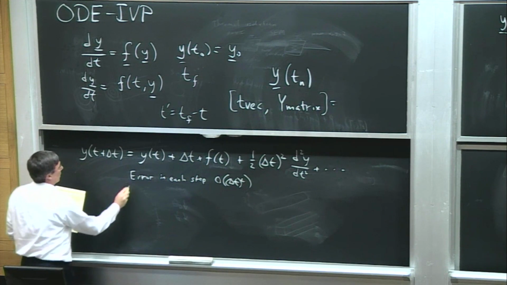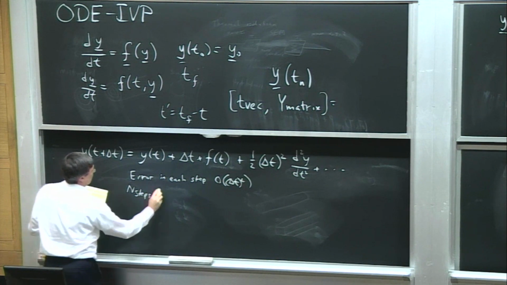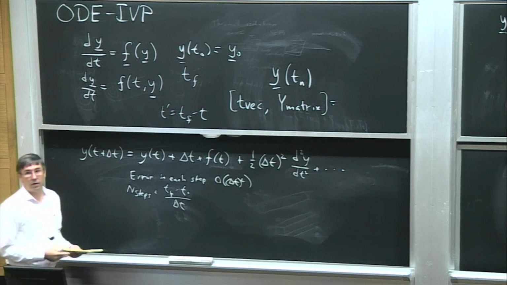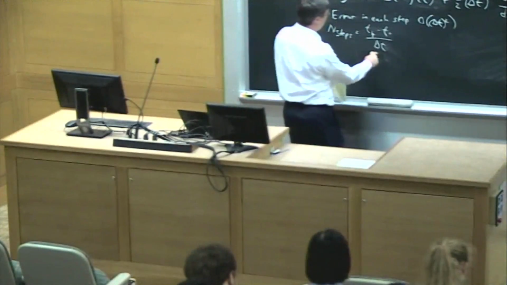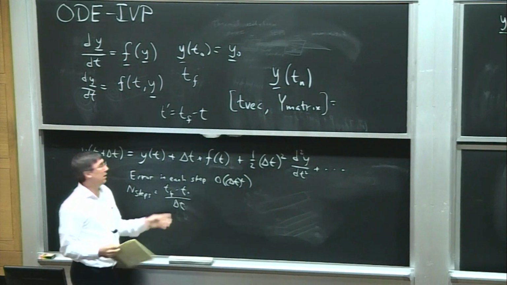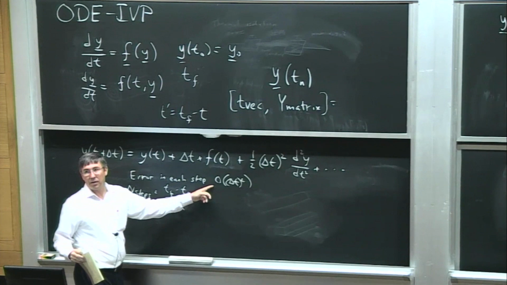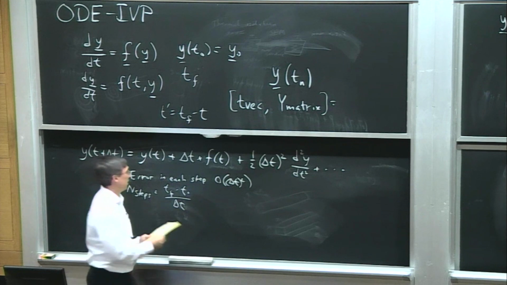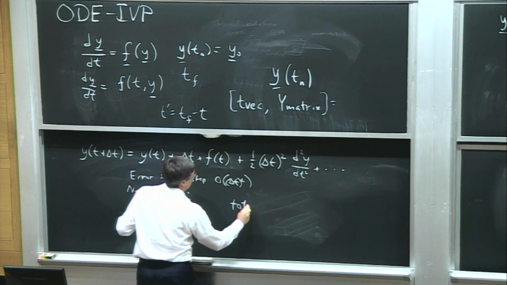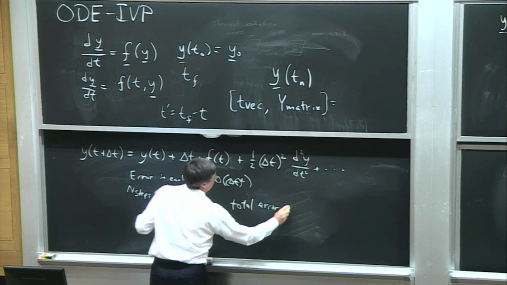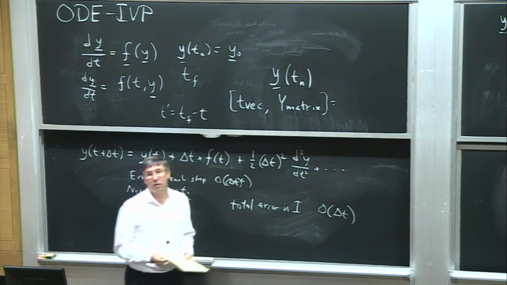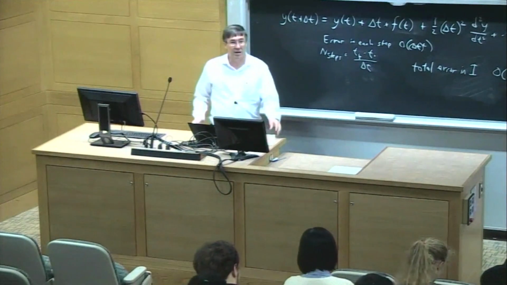But how many steps do we make? The number of steps is equal to t final minus t naught over delta t. Right? So therefore, we're making order 1 over delta t steps. So the total error is going to be approximately the number of steps times how much error you make in each step. So it's going to be something in the second power in delta t divided by something in the first power in delta t. So the total error in the integral I is going to be order of delta t, if you did the rectangle rule. And so order of delta t is not very good.